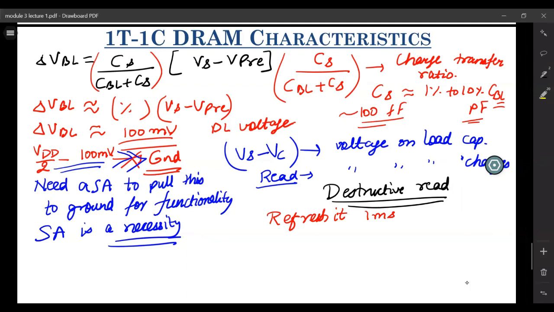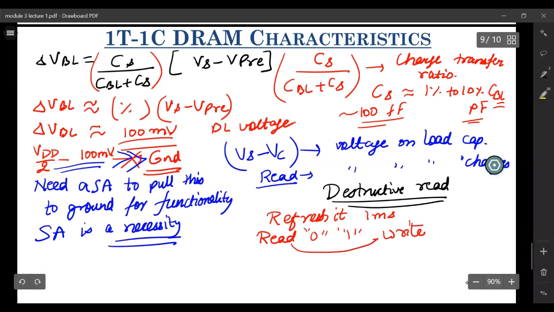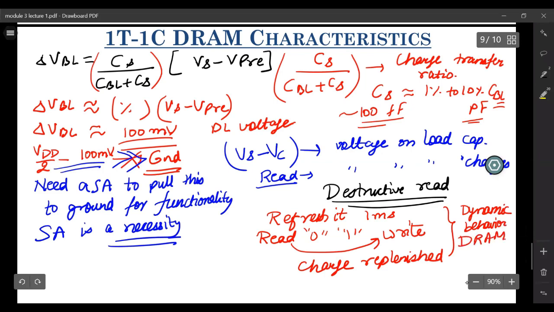So refresh is a process where you read the state of the cell. If it were 0 earlier, you have to write 0. If it were 1 earlier, you have to write a 1. So it's read followed by write. Read the state and write the same state on that load capacitor again, so that charge is replenished. And this is what gives it dynamic behavior, and hence the name DRAM. Hope this is clear now.